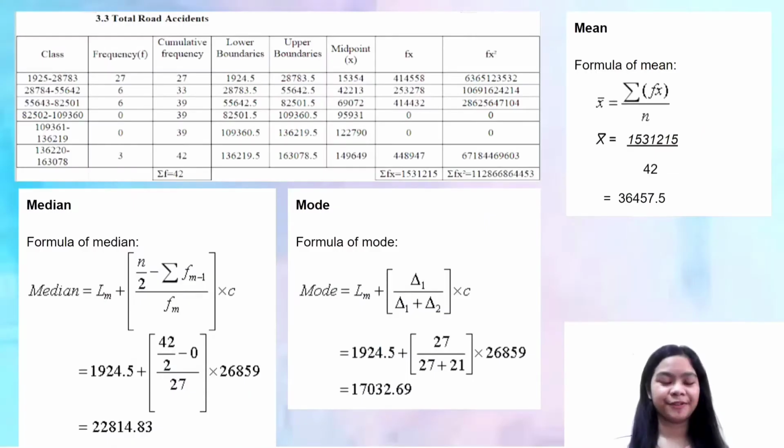Next is about the total road accidents. Same as before, we need to calculate and make the table before we calculate the mean, mode, median, and so on. For the mean, we also use the same formula, and we get the answer 364.57.5. And for the median, we also use the formula given, and we find out the solution is 22814.83. And for the mode, the answer should be 17032.69.